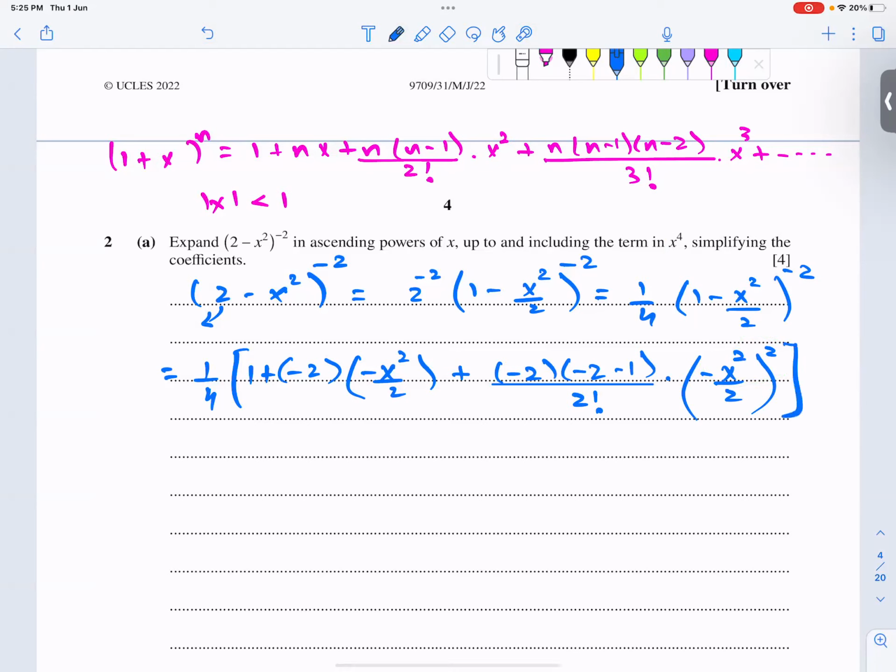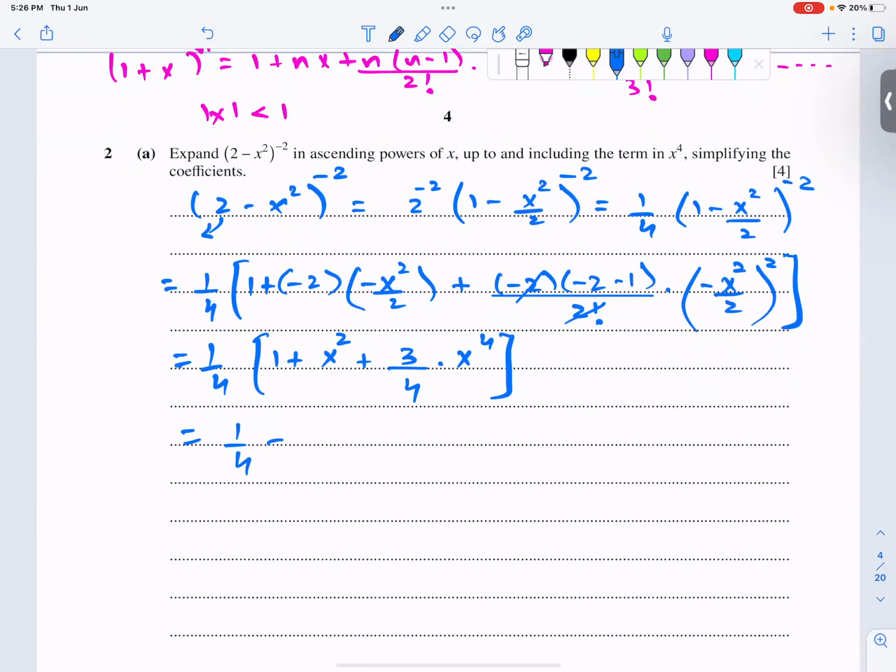So let's say 1 over 4. This will be 1 plus x squared, plus, you can cancel out this 2. This will be minus 2 times minus 3, so this will be just 3. And 2 to the power 2, this will be 4. So 3 over 4 times x to the power 4. So this is 1 over 4 plus x squared by 4, then plus 3 over 16 x4. So this was the answer.